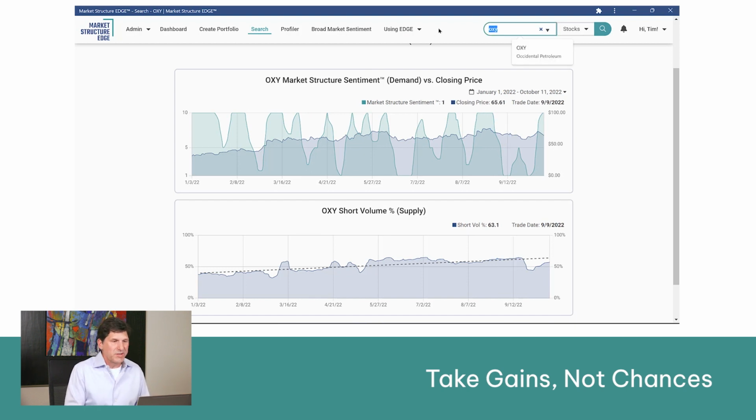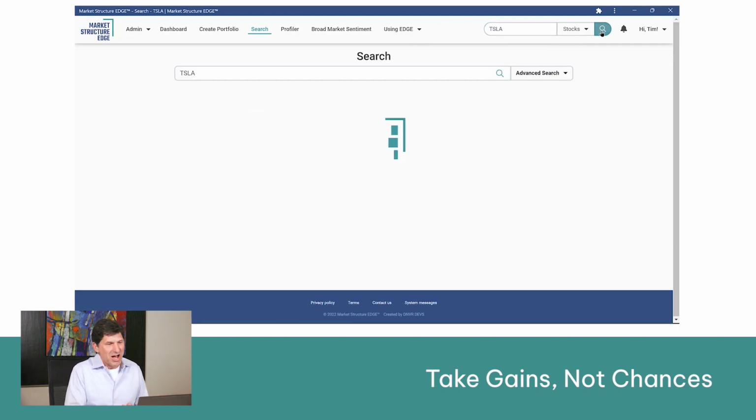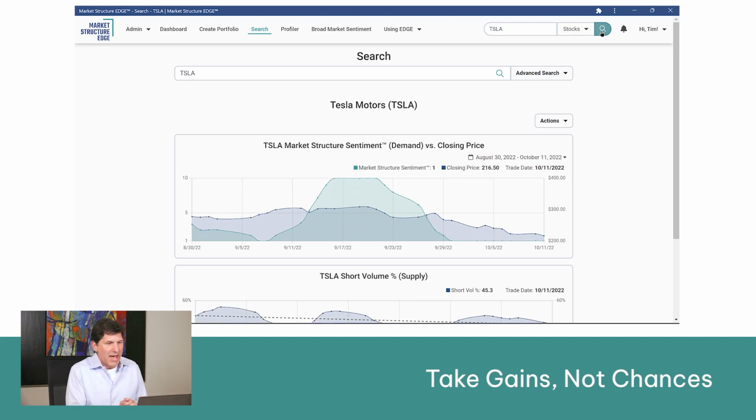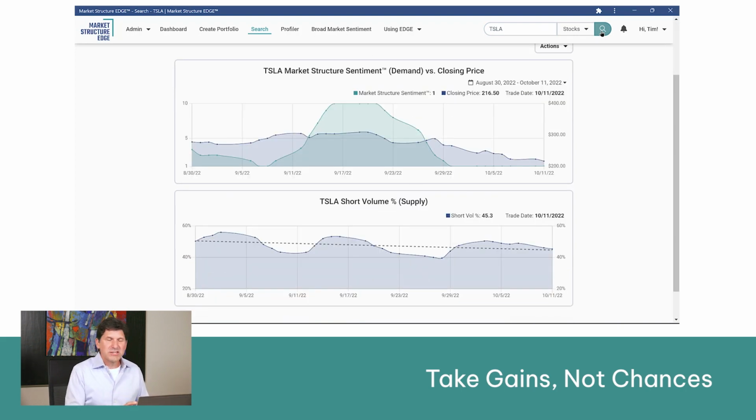Let's look at one last example, everybody's favorite, Tesla, perhaps the most traded stock of all by retail traders, and look at supply and demand in Tesla. It's not whether you own Tesla, it's when you own Tesla, and you want to own Tesla when there's excess demand and insufficient supply. Divergence. There the stock price went up.